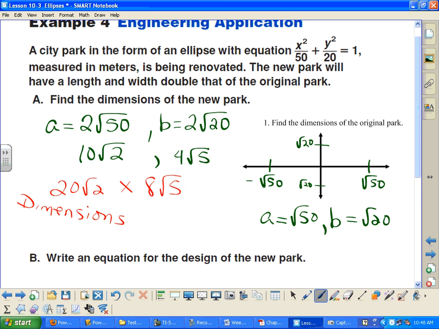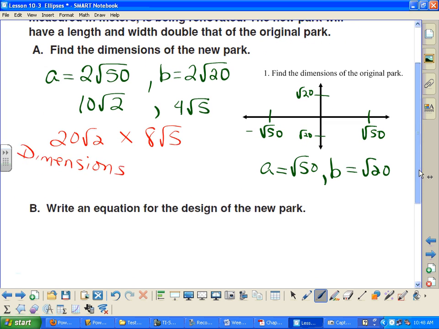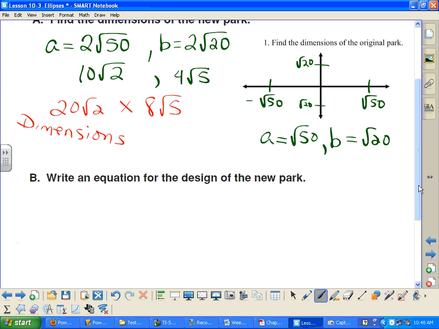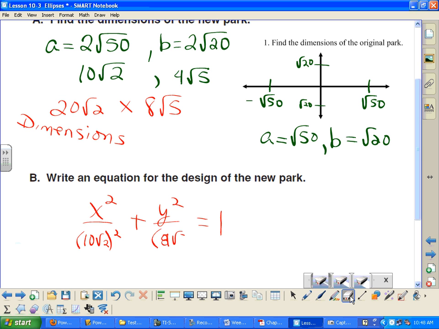Yeah, I know, that's a lot of work. And then they want us to write the equation for the design of the new park. Well, has the center changed? Nope. So we still have x squared and y squared and 1. So now we have to square this number and square this one. Oops, not 4 but 8. I'm sorry. Hold on a second.